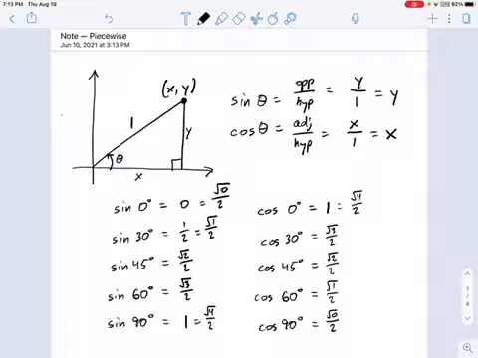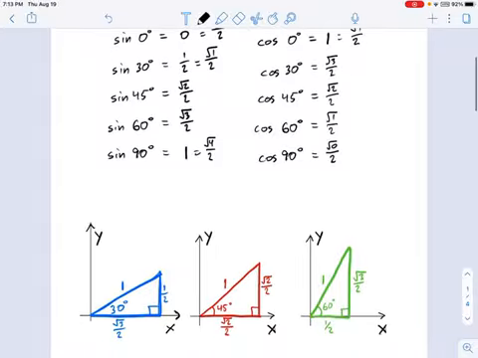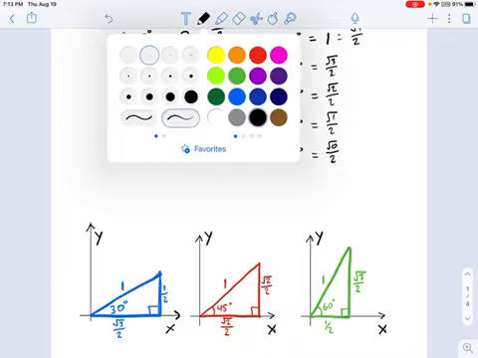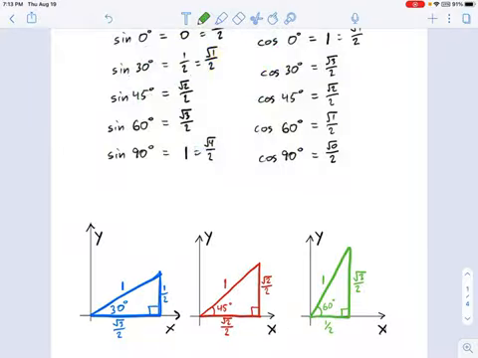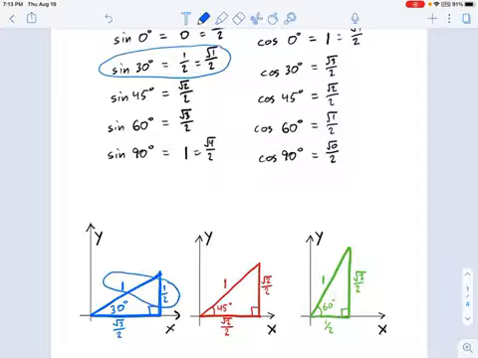Okay, now let's take all of this that you see on the page here, and I'm going to bring that down here. And now I'm going to make 3 separate triangles. These are your 3 special triangles. They have special angles in them: 30 degrees, 45 degrees, and 60 degrees. Now, let's start with the 30-degree one right here. Sine of 30, we know, is 1/2. Take a look at this triangle: opposite over hypotenuse is 1/2 divided by 1, which is 1/2.